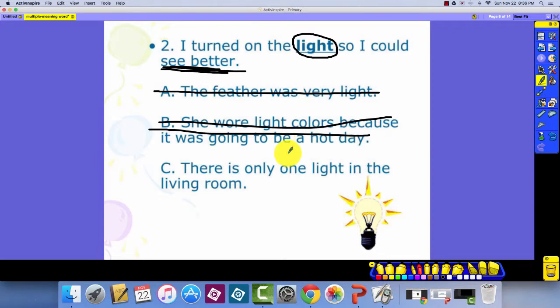There's only one light in the living room. That is our best option. So in order to see better, I usually turn on a light in a room. So in this case, light in this sentence means that there was only one light in the living room.